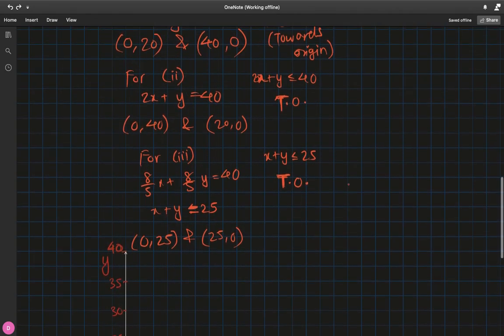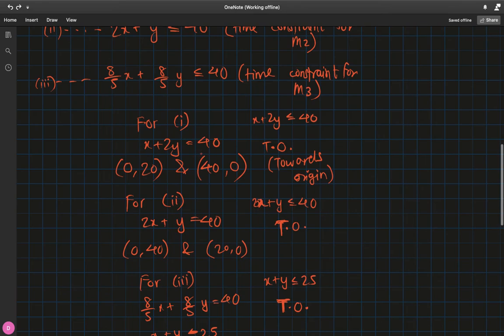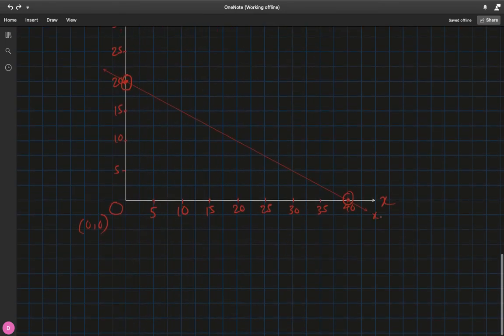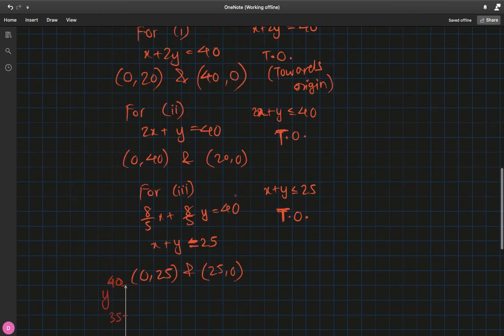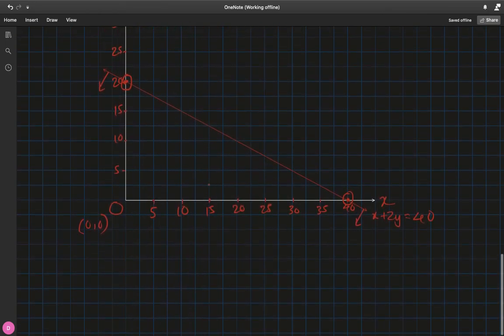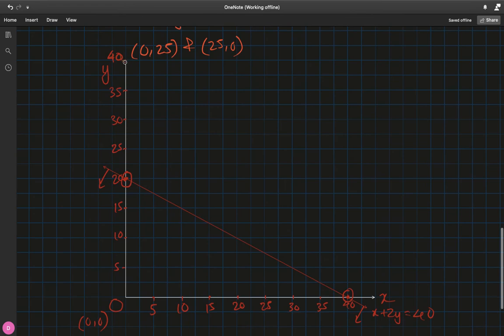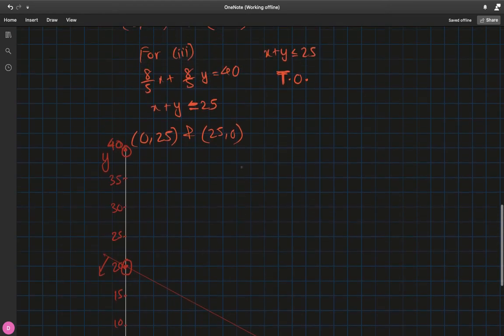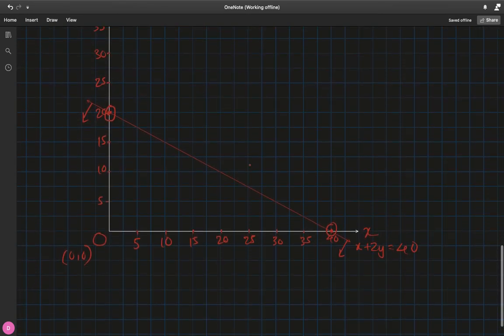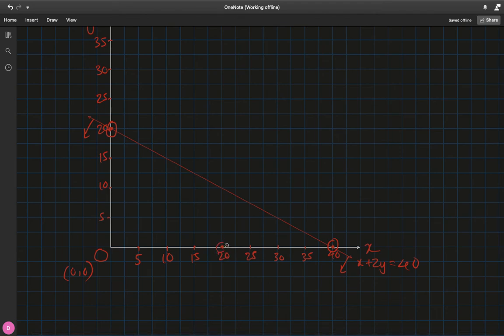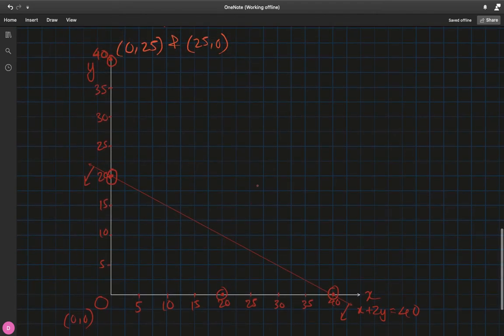This line turned out to be x plus 2y is equal to 40. So x plus 2y is equal to 40, that's this line. And since it's towards the origin, let's mark it this way, the region that's towards this origin, all this region. Now the next line that we have is 0 comma 40, which turns out to be this point, terminal point, and 20 comma 0, which is this.